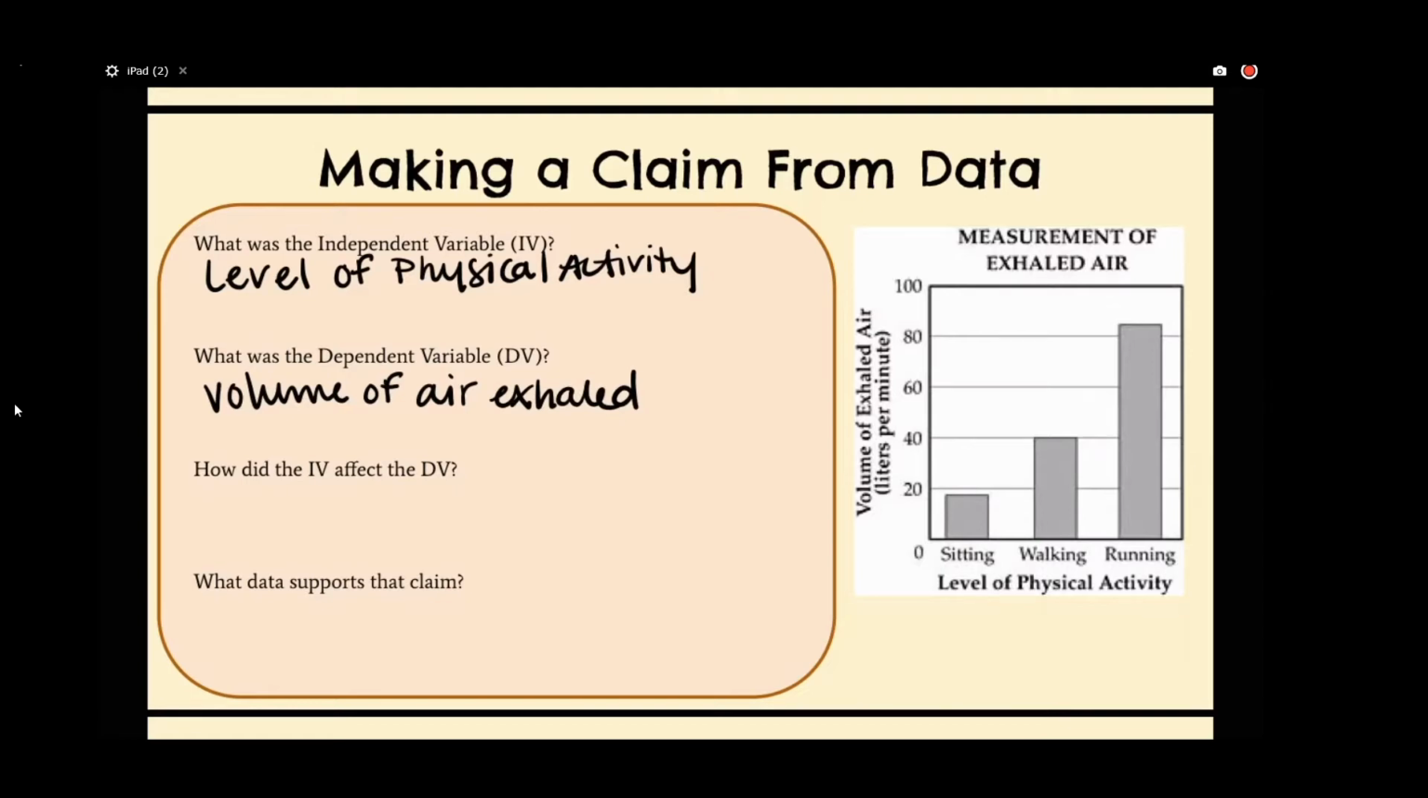Okay, so what we would want to do when analyzing a graph is start with that general claim. What does it look like? As they went from sitting to walking to running, so as they increased their physical activity, did the amount of air exhaled go up? Did it go down? Or did it stay the same? I think we can all comfortably say that it looks like it went up. So the claim we can make about the effect here is that as we increased level of physical activity, we increased volume of exhaled air.